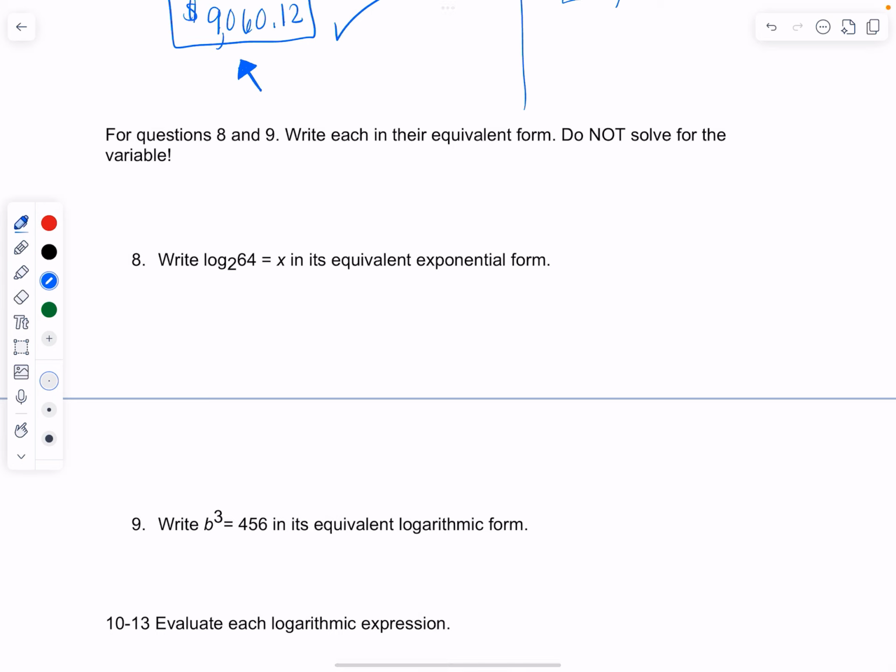Questions number 8 and 9. It says write each in their equivalent form, do not solve. Okay, so you don't have to solve it, you just have to write it in equivalent form. So if we look at this first one, write log base 2 of 64 equals x in equivalent exponential form. So what I do is find the base, which is 2, raise it to whatever's on the other side of the equal sign, which is x, and it's equaling this value right here, which is 64. So 2 raised to the x equals 64 is log base 2 of 64 equals x in its equivalent form.